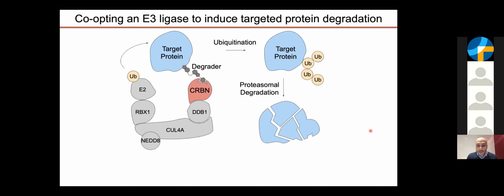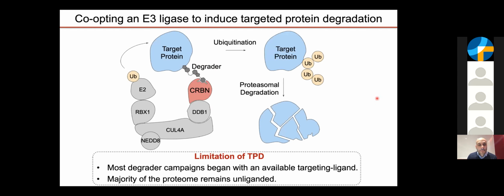And one of the things that I wanted to point out, despite these really exciting advantages that I just mentioned, is that many PROTAC or degrader-based campaigns most commonly begin with an available targeting ligand. So there is something, in fact, that can bind the target protein of interest, allowing one to then create the bifunctional molecule to see if one can trigger the degradation. However, the majority of the proteome currently remains unliganded.